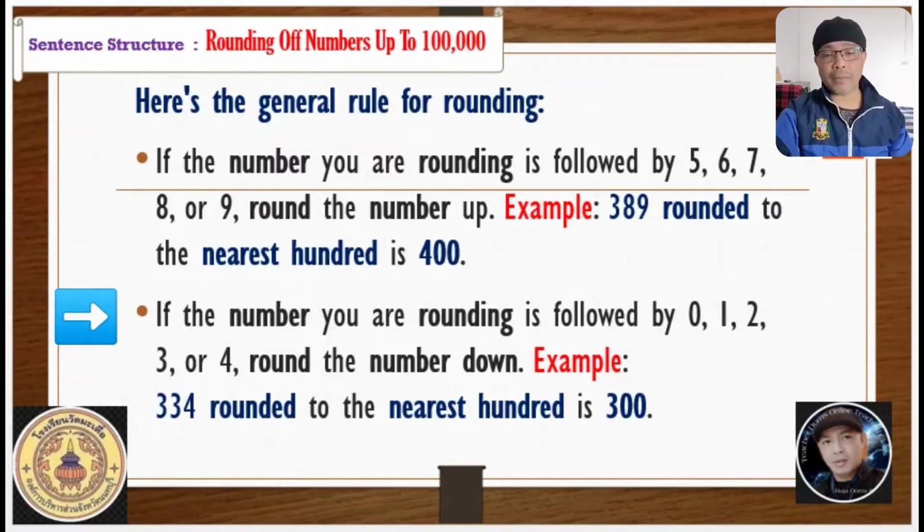However, if the number you are rounding is followed by 0, 1, 2, 3, or 4, round the number down. For example, we have here 334. Since the number right next to the 3 in the hundreds place is 3, and it's a weak number, you're going to round it down to the nearest 100, and it becomes 300.